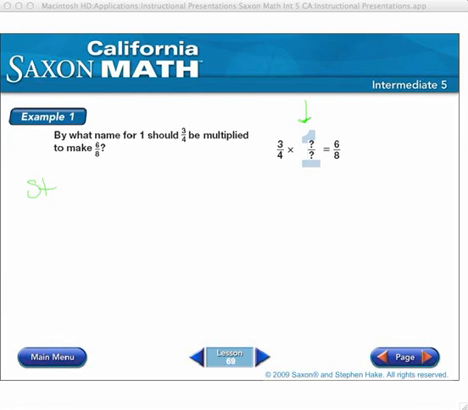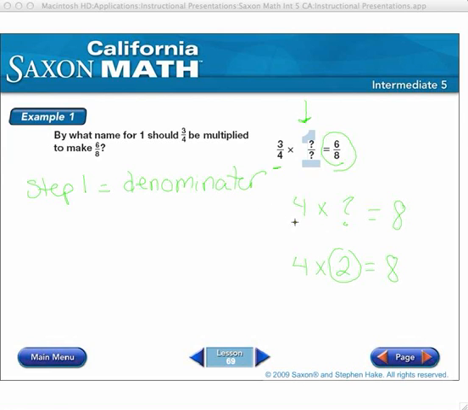Step number 1, figure out what the denominator is. And I do that by asking myself, 4 times what equals 8? This is the fraction I'm trying to equal here. So 4 times what will equal 8? Okay? Well, I know that that question mark is going to equal 2. 4 times 2 equals 8. So I have figured out my denominator. It's going to be a 2.